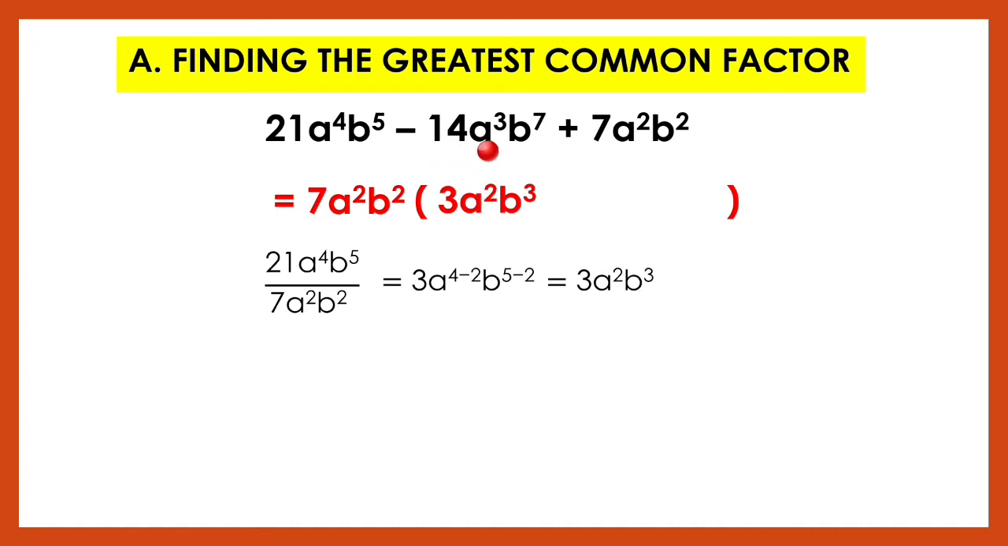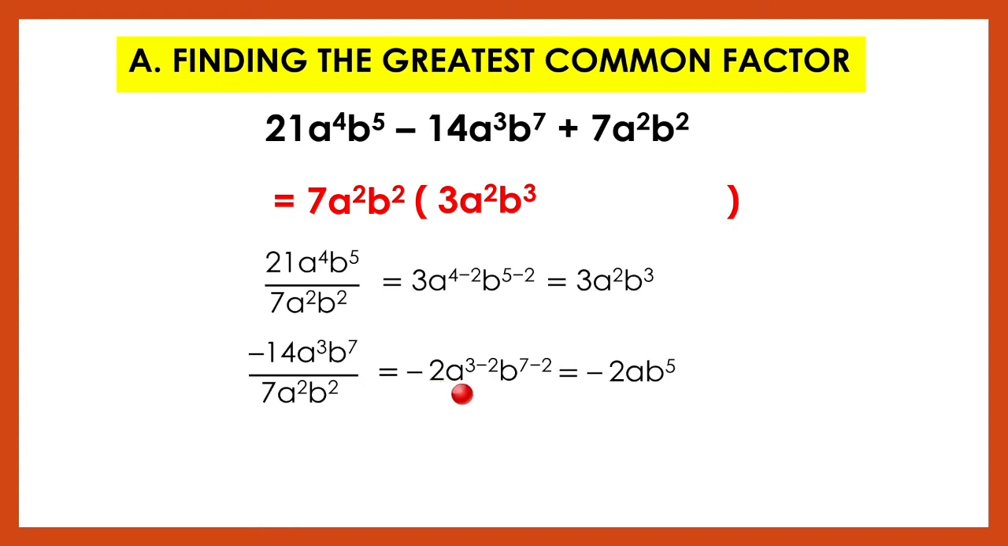Okay, next, negative 14, a cubed, b raised to 7, divided by 7a squared, b squared. Negative 14 divided by 7 is negative 2, and then a, 3 minus 2. B, 7 minus 2. So, we have 2a raised to 1. So, hindi na natin isusulat yung 1 exponent. B, 7 minus 2 is 5. So, we have b raised to 5. Yun yung idudugtong natin dito. Negative 2ab raised to 5.